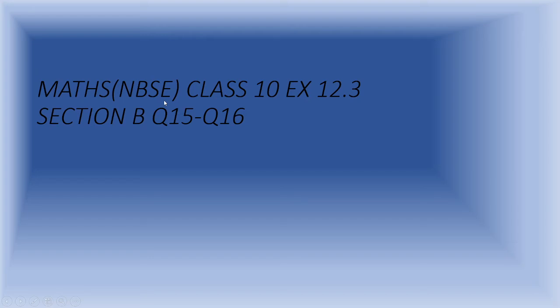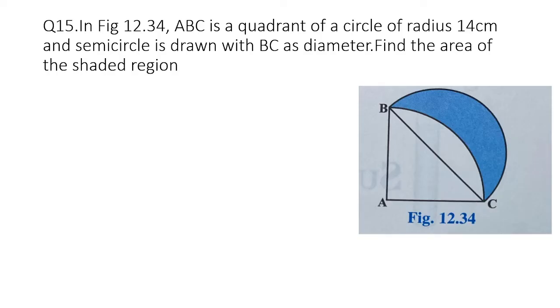Welcome back. So in this video we'll cover the last two questions for exercise 12.3. This is a question given. ABC is given as a quadrant. Clear? ABC is not the triangle they're talking about. In fact, ABC is this, okay, that you can say. This is a quadrant. Clear?